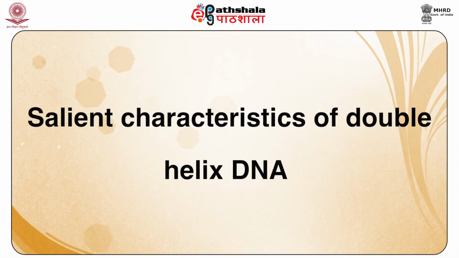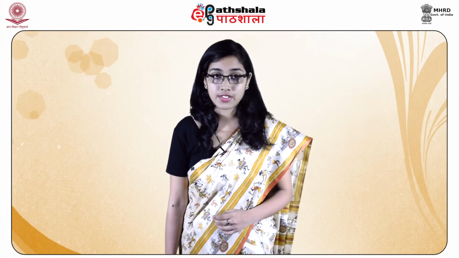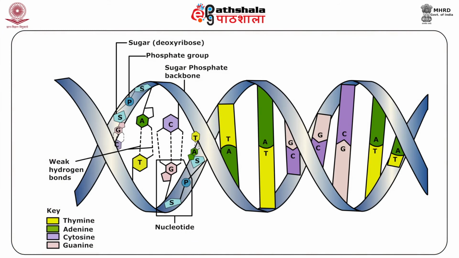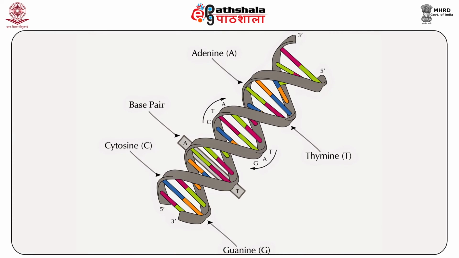Now, moving on to the salient characteristics of double helix DNA. The salient characteristics of DNA structure are as follows. DNA is made up of two polynucleotide chains where its backbone is constituted by the sugar and phosphate. DNA structure comprises two chains which run antiparallel to each other. These chains are called strands.